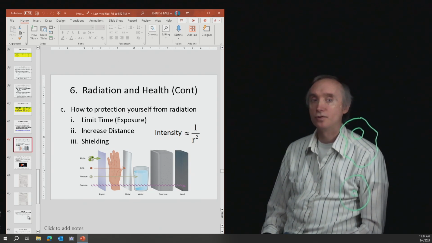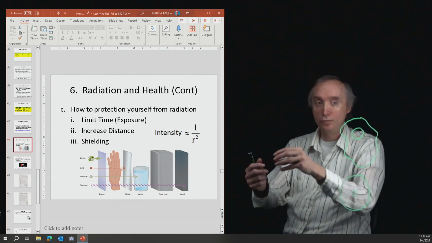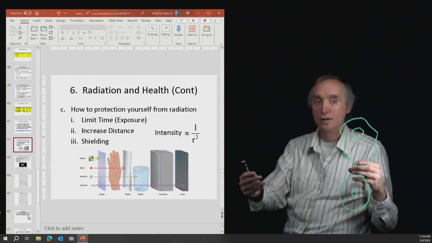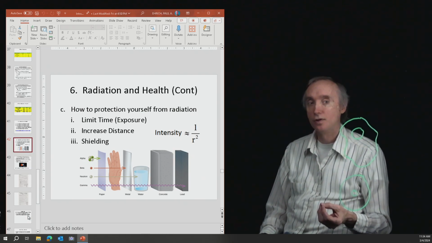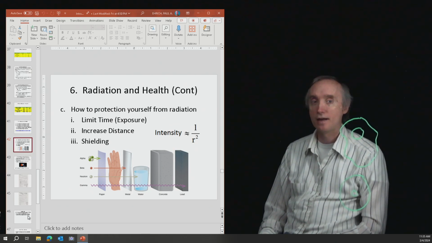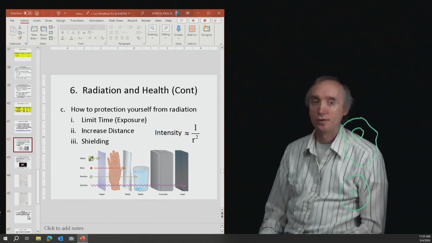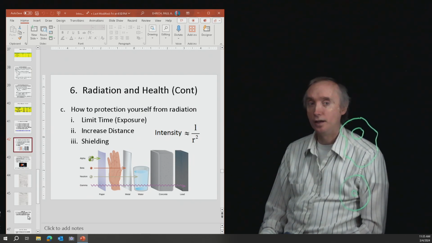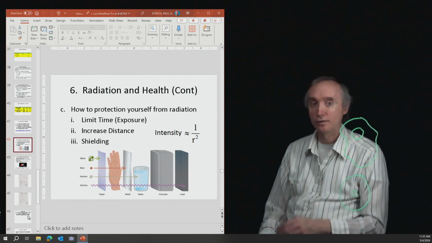Radiation is going to obey the 1 over R squared law. We already mentioned that with electrostatics, the further away that you get from an electric charge, the weaker the effects of that electric charge. The further away you get from mass, the weaker the gravity is going to get. So there's a lot of things in science that have this 1 over R squared thing. If you go 10 times further away from a nuclear reactor, then you're only going to get 1/100th the amount of radiation. So increase the distance between you and the radioactive source.